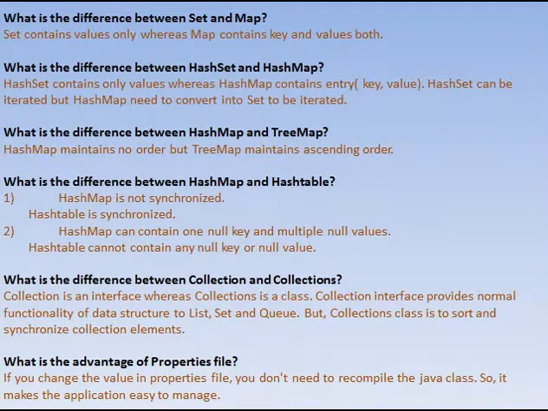What is the difference between Collection and Collections? Collection is an interface, whereas Collections is a class. Collection interface provides normal functionality of data structure to list, set, and queue. But Collections class is to sort and synchronize collection elements. What is the advantage of properties file? If you change the value in properties file, you don't need to recompile the Java class. So, it makes the application easy to manage.